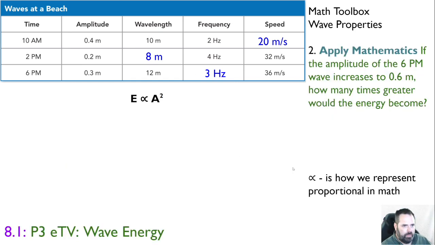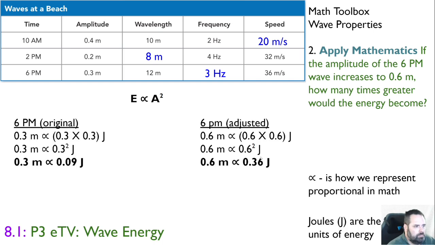Okay. Now, if the amplitude of the wave at 6 p.m. increases to 6/10 of a meter, right? How many times greater would the energy become? Okay. Remembering that we're going to use this proportionality. The energy is proportional to the amplitude squared, right? And proportional is this little symbol here. Okay. So, I'll give you a second to work on that.